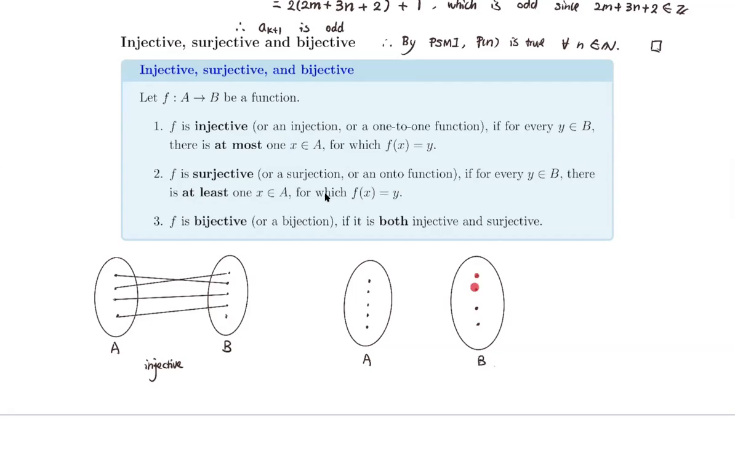So they are all not single, okay? There's someone holding their hands from A. So for example, like this. In this case, every element in B has something mapped to it. So this is surjective. For bijective, it means that you have to be both injective and surjective.